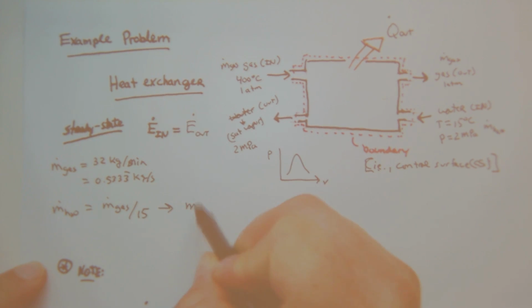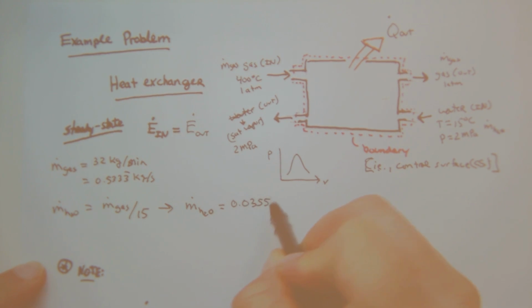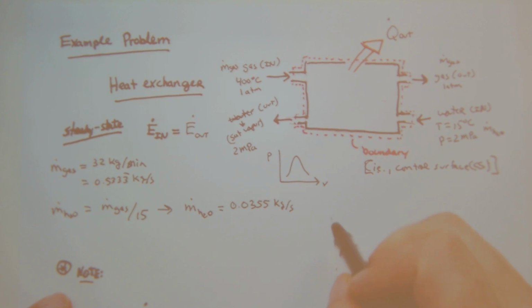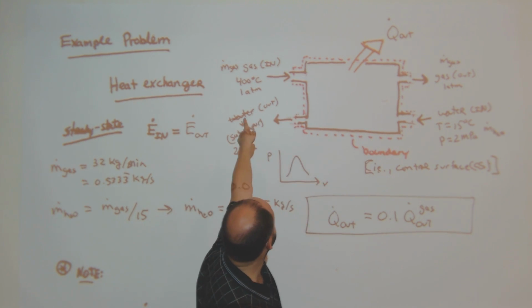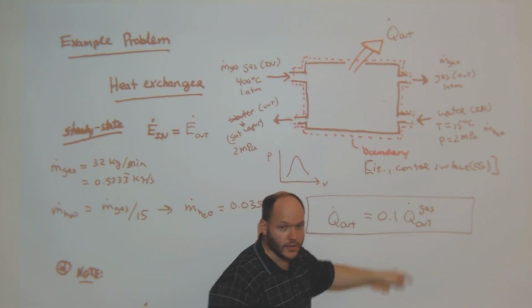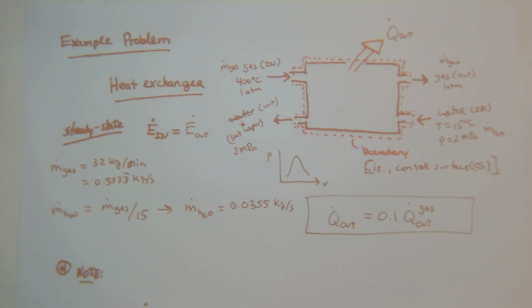So given I have that, m dot H2O is equal to 0.0355 kilograms per second. And then I have another, I'm going to just say I provided you some expression that Q dot, the rate of heat loss by my heat exchanger, is equal to 0.1 Q dot out gas. So my gas is coming in hot, right? I'm cooling it, and it's leaving cooler. So that means that heat is leaving my gas, right?